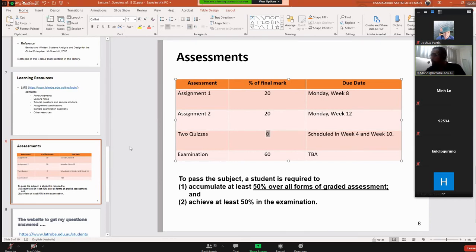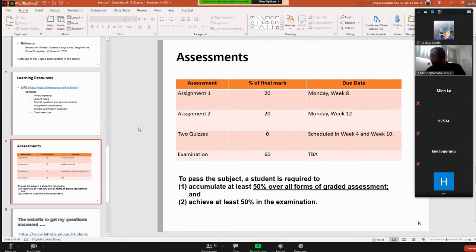Okay, so this is about the quizzes, and for week 10, the quiz will cover all the material, all the topics from week 1 till week 9. So it's a good way to review the material before the final exam. And the examination will be 60% of your final mark. So 20%, 20%, 60% will be 100, which is your final mark for your evaluation.